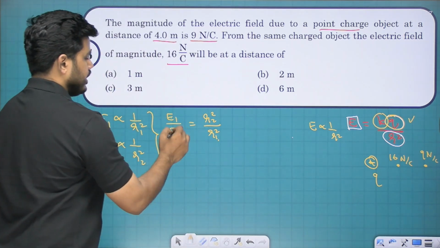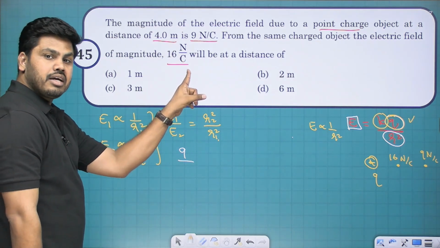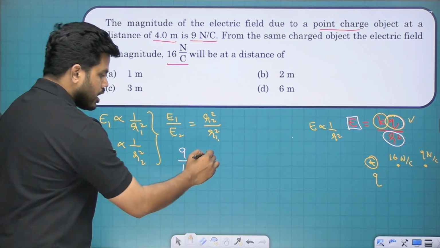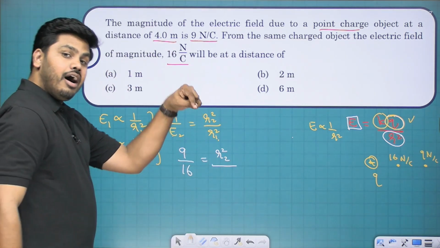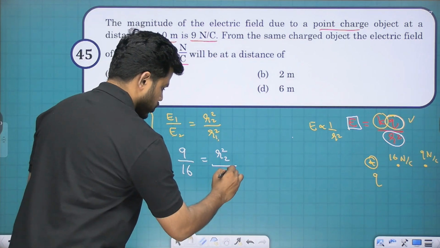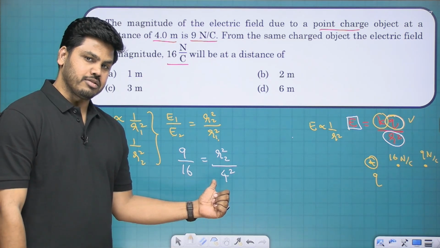Substitute the values now. E1, first value was 9, divided by the second electric field strength, given as 16, is equal to R2, we don't know, R2 square is to be calculated. R1 is given, what is it? 4 meters. So it is going to be 4 square. See, that's a beautiful ratio. All of them are perfect squares, right?